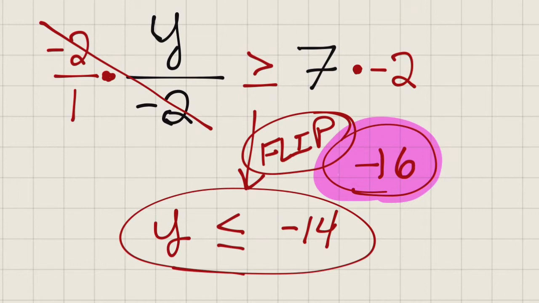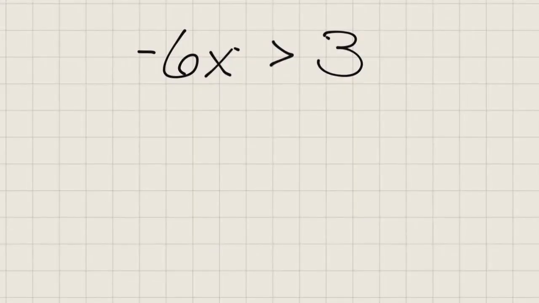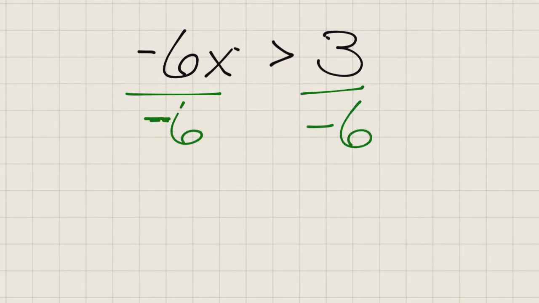We need to look at probably 2 more of these just to get it down. So let's go ahead and flip over here to a new one. Let's do this. Negative 6x is greater than 3. If you were to solve this normally, let's do this in green. You would divide both sides by a negative 6. So you divide by a negative 6, you divide by a negative 6, and you get x is less than negative 1/2.